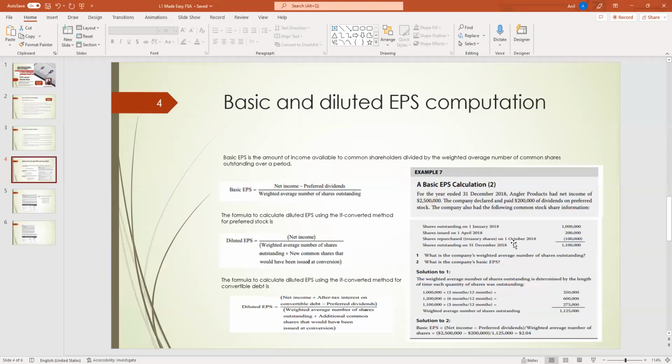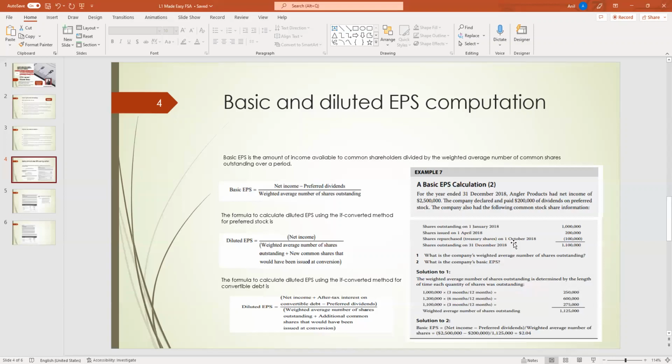First, calculate the weighted average number of shares. From the beginning of the year, 1 million shares were there for 3 months. So 1 million into 3 divided by 12, that is 250,000. Then 200,000 got added and they were there for 6 months, that is October less April, so 600,000 is the weighted figure. And then 100,000 got deducted, so you get 1.1 million, and they lasted for 3 months. So the total is 275,000 shares. So the weighted average number of shares outstanding over the year is 1.125 million.